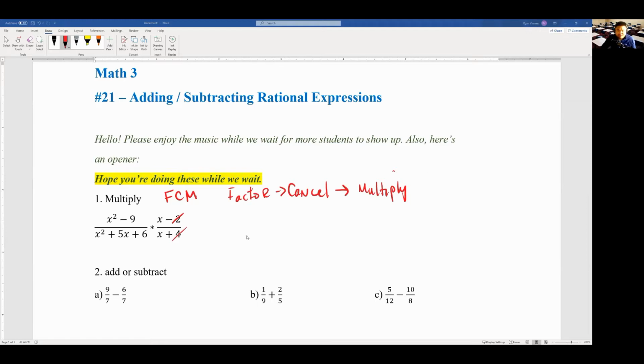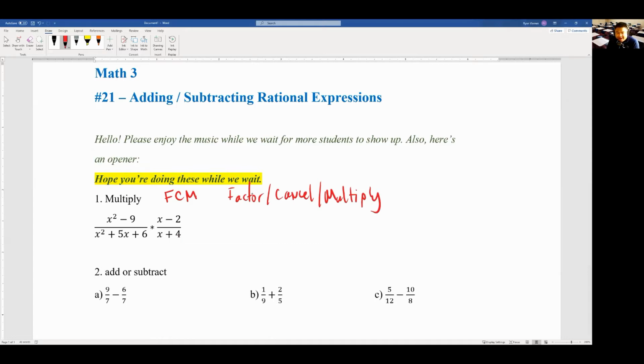Okay, I got to write that down again. Factor, cancel, multiply. Okay. Cool.